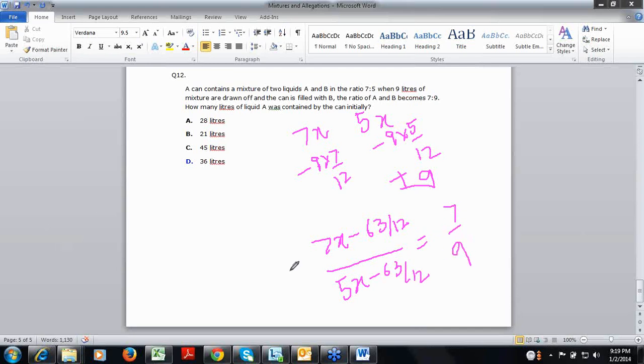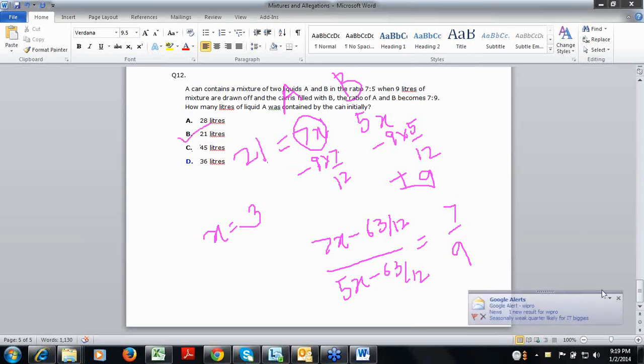Now solve the equation for x. X will come out to be 3. So put this value. 7x is the initial quantity of A. So 7x is equal to 21. We'll go ahead and mark option B, 21. Hope everybody is clear on this. If not, I'll repeat once again.